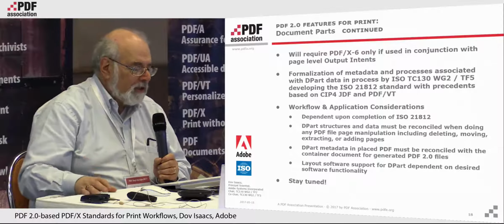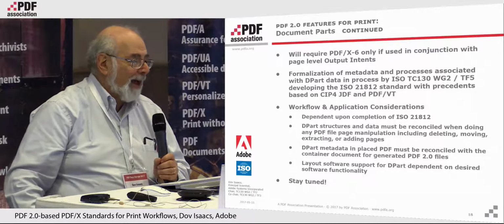Okay, it turns out there's another TC130 ISO group working on a specification for this. It's going to be standard 21812. My friend Martin Bailey from Global Graphics is chairing that group and looking at the implications of what you put in that metadata so that you get the right correspondence between page type and job ticketing. Okay, well, what does that mean in terms of applications? Well, we have to wait for that other specification to be done. All this stuff must be reconciled in whatever RIP you have. Even if you're printing, let's say, to a PostScript printer from Acrobat, for example.